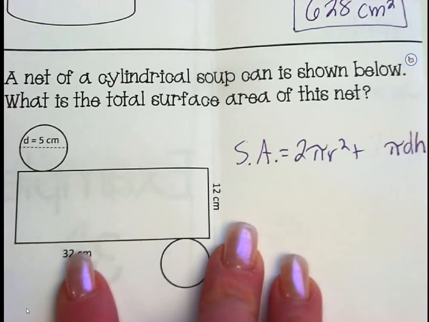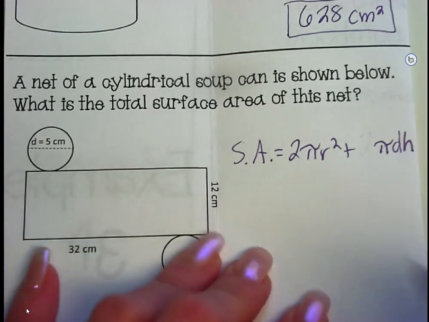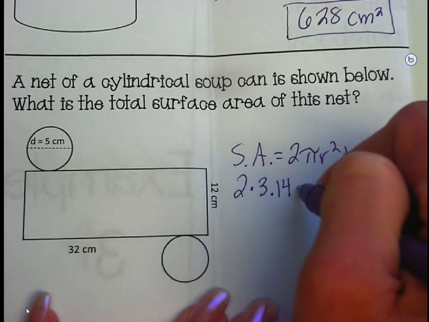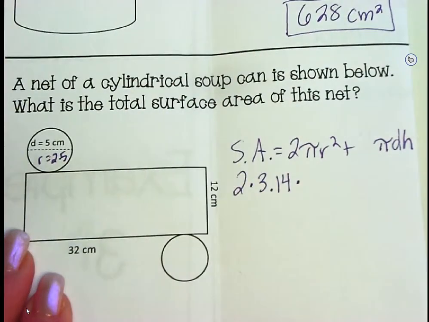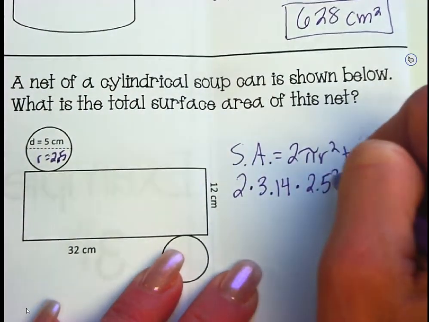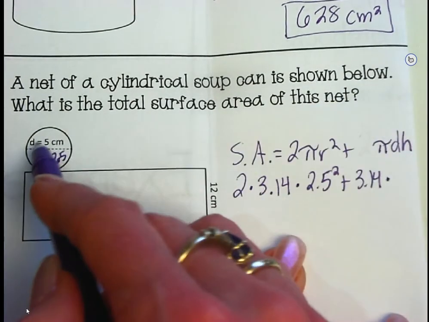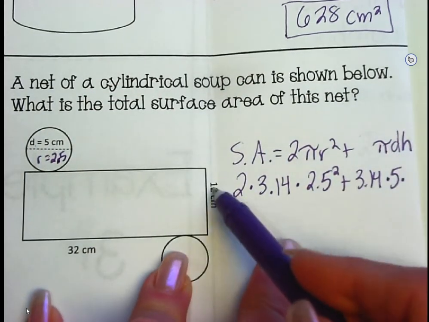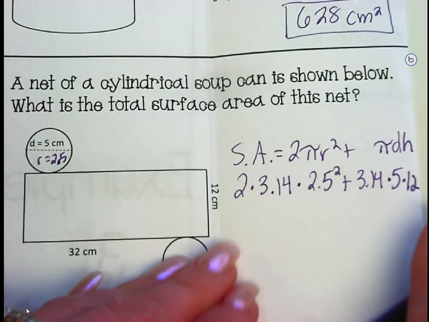Yeah, we're doing example 3. It comes after 2. And so now I'm going to plug in my numbers. 2 times 3.14 times the radius, which is 2.5, right? Because it's half of 5. So it's going to be 2.5 squared plus 3.14 times the diameter, which is 5, times the height, which is 12. And I can just plug all of that in my calculator.